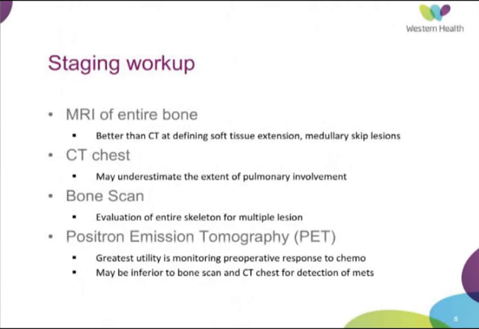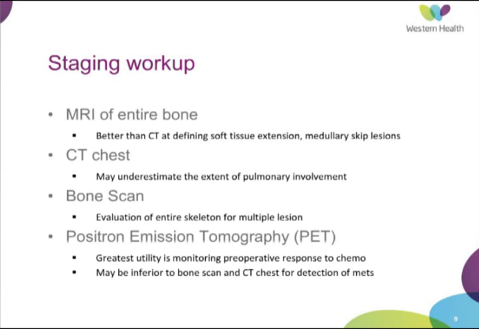So the workup should be done for all patients in a very routine way. There should be an MRI done of the entire bone. It's been shown that MRI is better than CT at defining the soft tissue extension of the lesion, and also for picking up soft tissue pathology and medullary skip lesions. So if there's a proximal lesion, if there's an area of normal bone and then another lesion further down the shaft, MRI is better at picking that up.